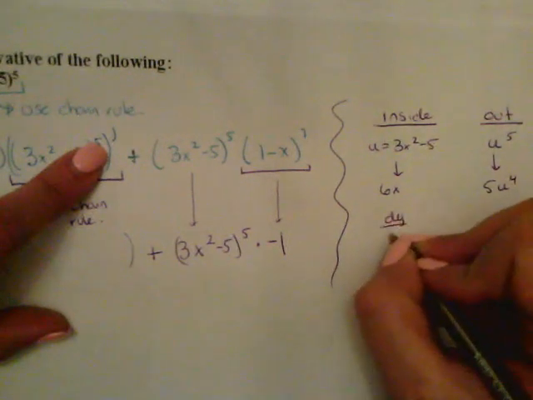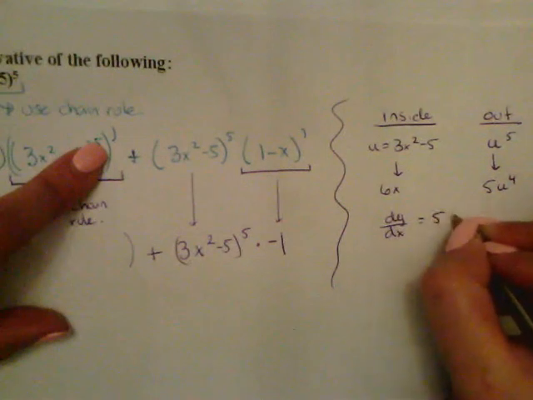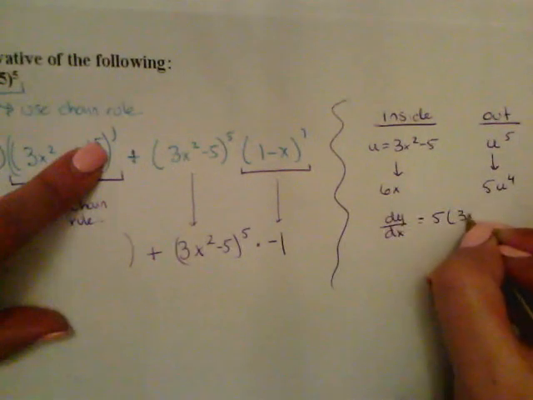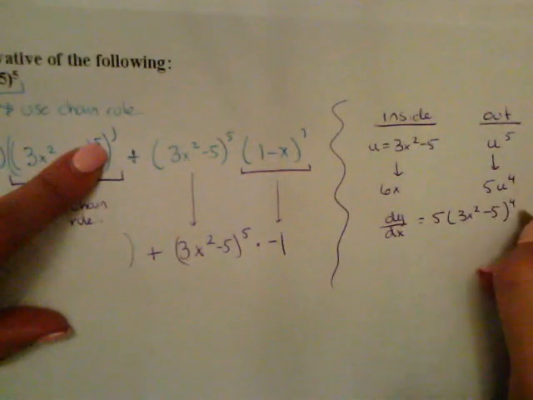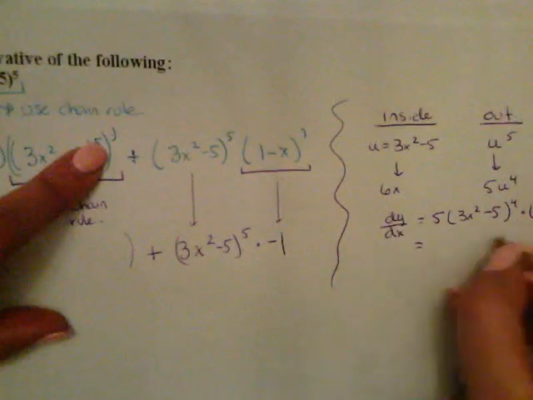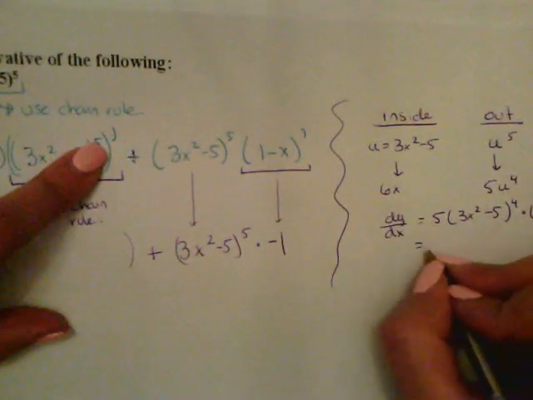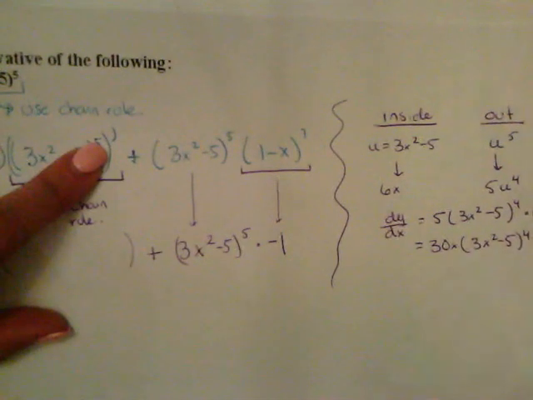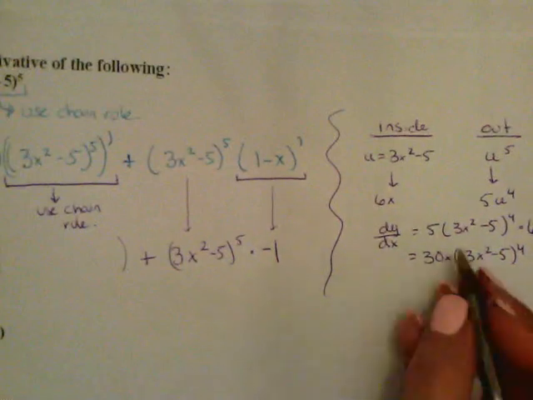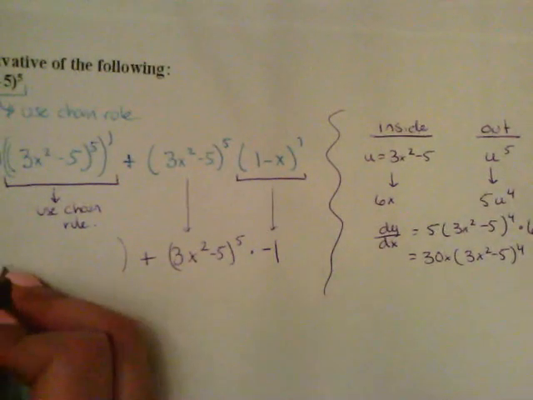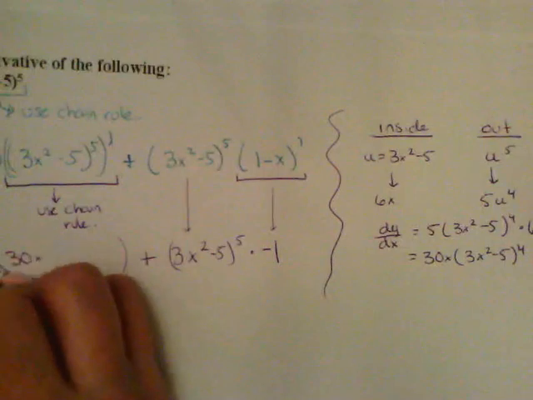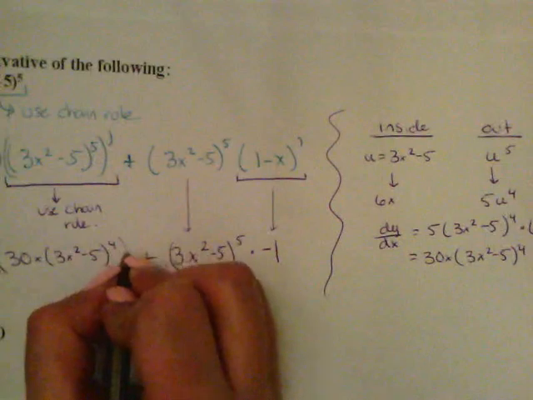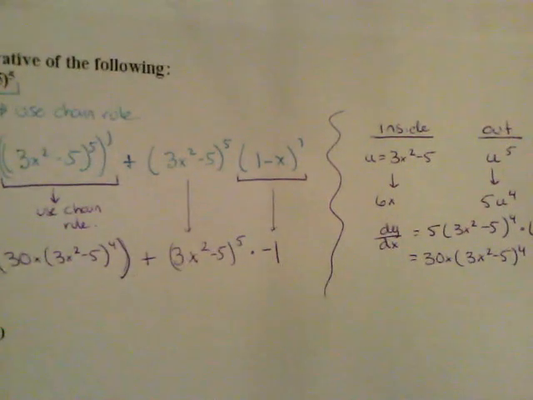So now what's our derivative? It's going to be 5 times u. What was u again? 3x squared minus 5, to the 4th, times 6x. If we clean this up really quick, 6x times 5, which is 30x, and then 3x squared minus 5 to the 4th. There's our derivative. And that can go right here. So 30x times 3x squared minus 5 to the 4th. And guess what?